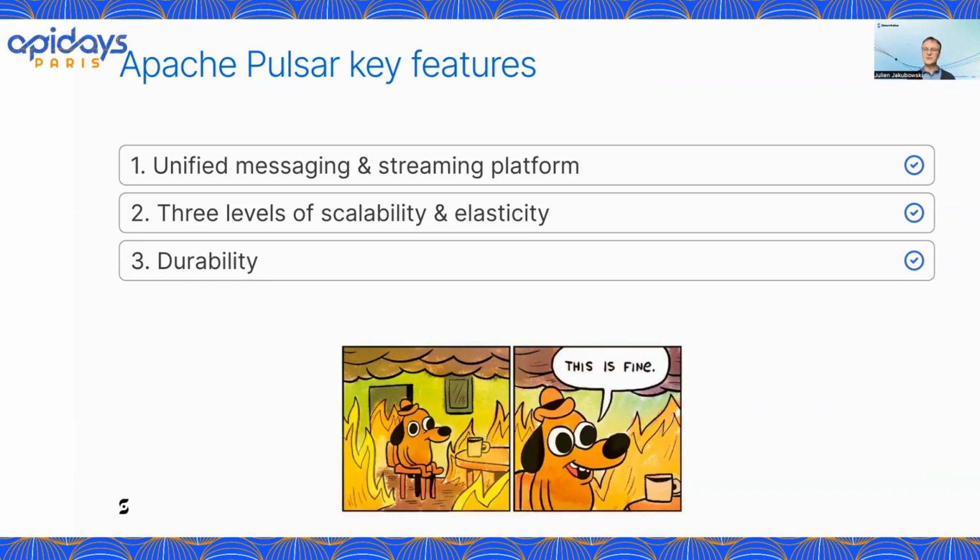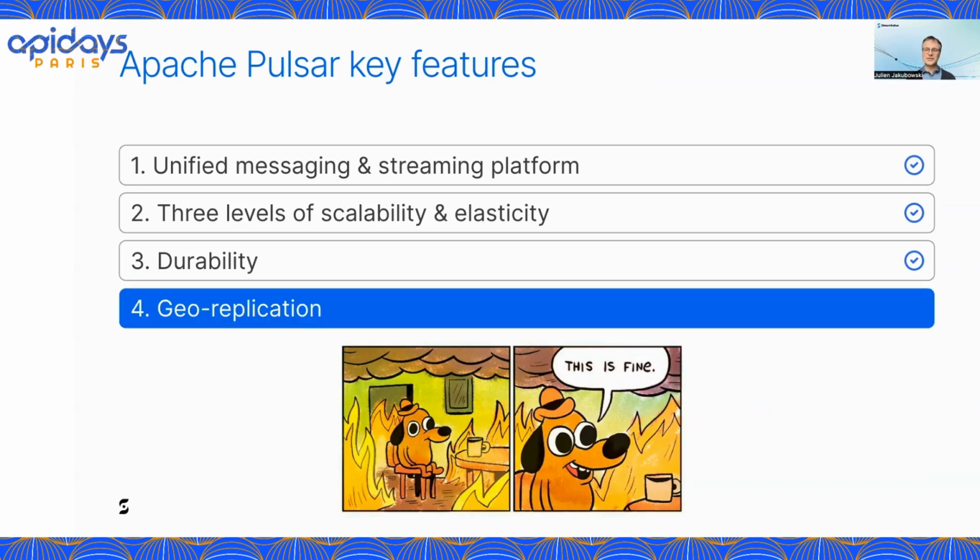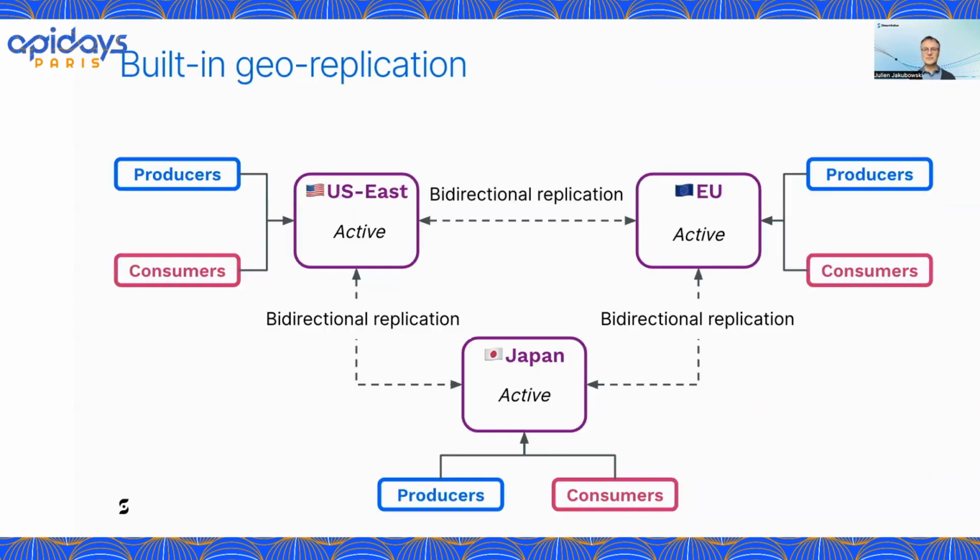But what if you lose a whole region or a data center? That's where geo-replication steps in. Geo-replication provides disaster recovery. You have several clusters deployed in different regions or different data centers, and if you lose a region, you can recover from it. Pulsar can replicate the data to different regions automatically in a bi-directional way. And this is a built-in feature, so setting this up is basically about configuration.